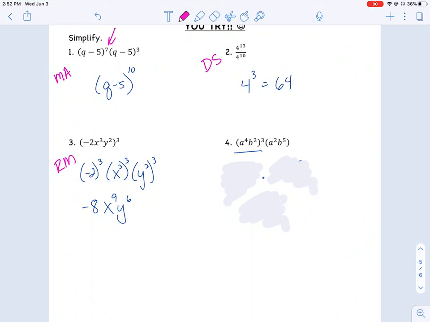All right, this last one has a couple different pieces here. You should hopefully have distributed and raised everything to the 3rd power first before multiplying it by this last piece. When you raise to a power, remember, multiply your exponent, so you should get a to the 12th times b to the 6th. I have my second piece here, that's just an a squared b to the 5th, but now I want to combine them by multiplying. Remember, when we multiply, we really add the exponents. So you should end up getting an a to the 14th and b to the 11th. Those are not like bases, so we can't do anything more with that. That would just be our final answer.